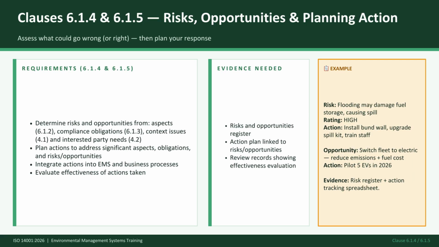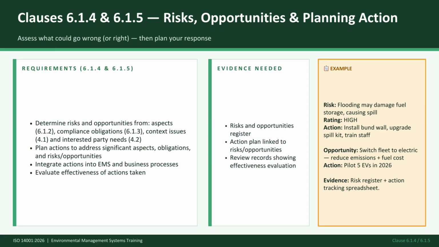Clause 6.1.4 and 6.1.5 bring in formal risk management, something that was lighter in earlier versions of ISO 14001. Based on everything you have learned about your context, 4.1, your stakeholders, 4.2, your aspects, 6.1.2, and your legal obligations, 6.1.3, you must now determine what risks threaten your EMS from achieving its goals, and what opportunities exist to improve.